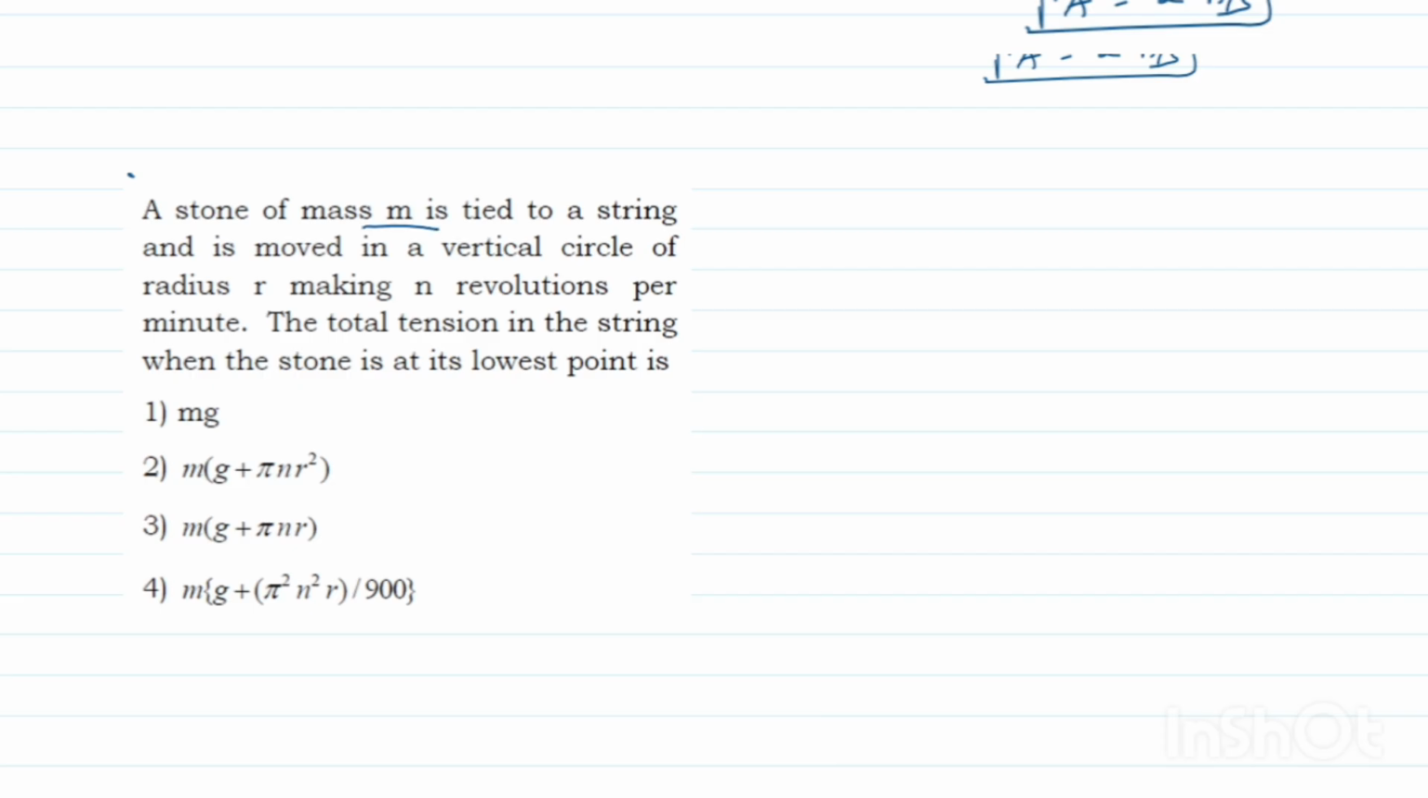A stone of mass m is tied to a string and moves in a vertical circle of radius r, making n revolutions per minute. So here the frequency is given, students. Here f equals n revolutions per minute, and a minute is 60 seconds. They are asking for the total tension in the string when the stone is at the lowest point.